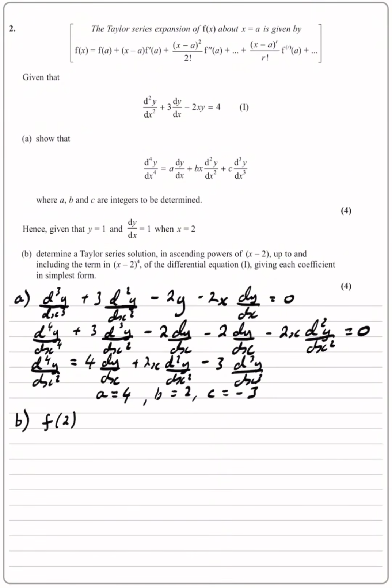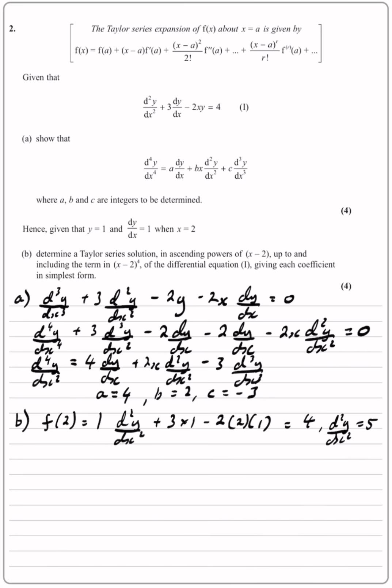For part B, essentially we're just evaluating the different differentials at this point when x equals 2 and y equals 1 to construct our Taylor series polynomial. f of 2 is equal to 1, tells us that in the question. Similarly, f dash of 2 is equal to 1, also given in the question.